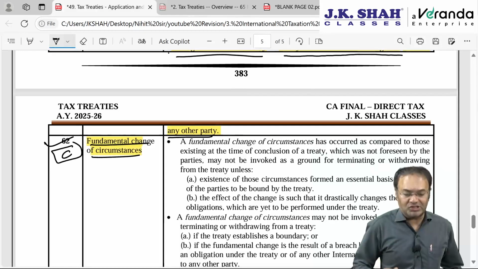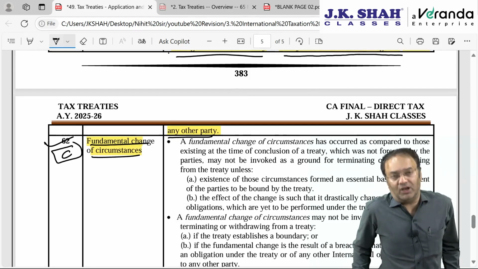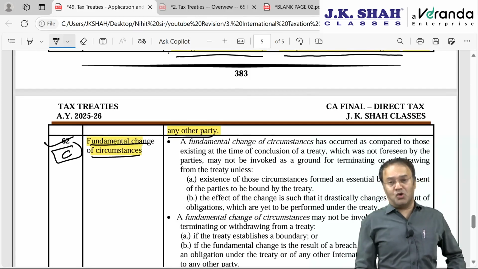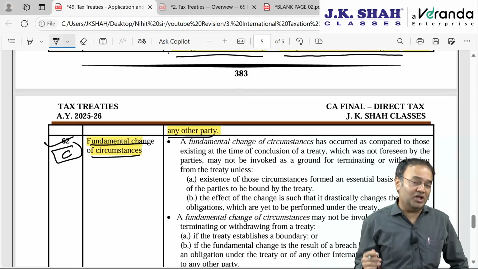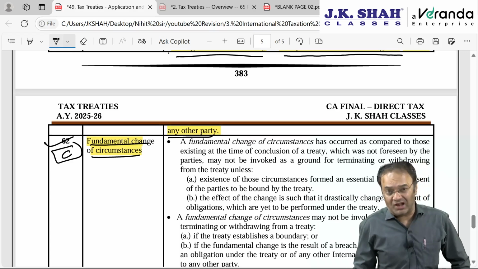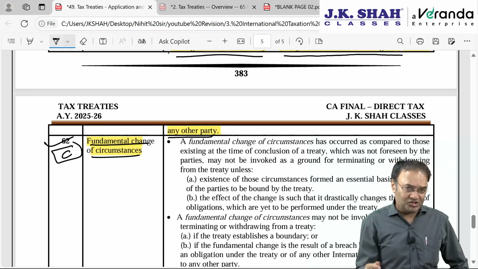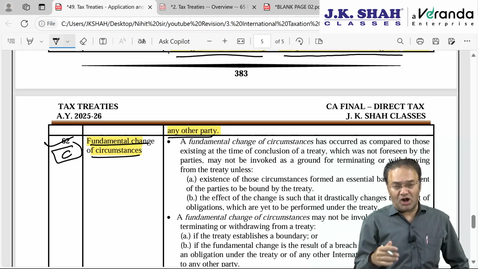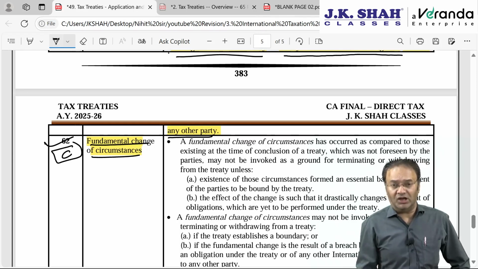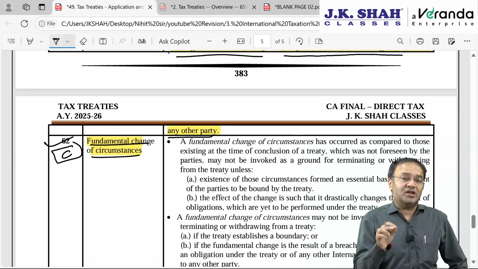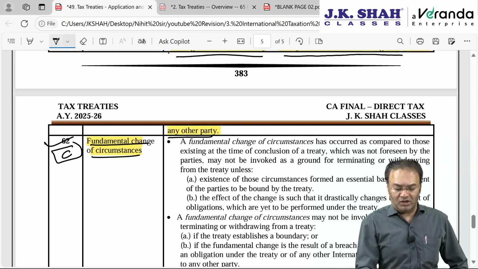Ideally people use this as a ground for terminating a treaty, like the way when Donald Trump became president of the United States, they withdrew USA from that climate change treaty, citing that there is a fundamental change. Our government does not advocate entering into such kind of treaty. It is financially hazardous for USA to enter into such a treaty.